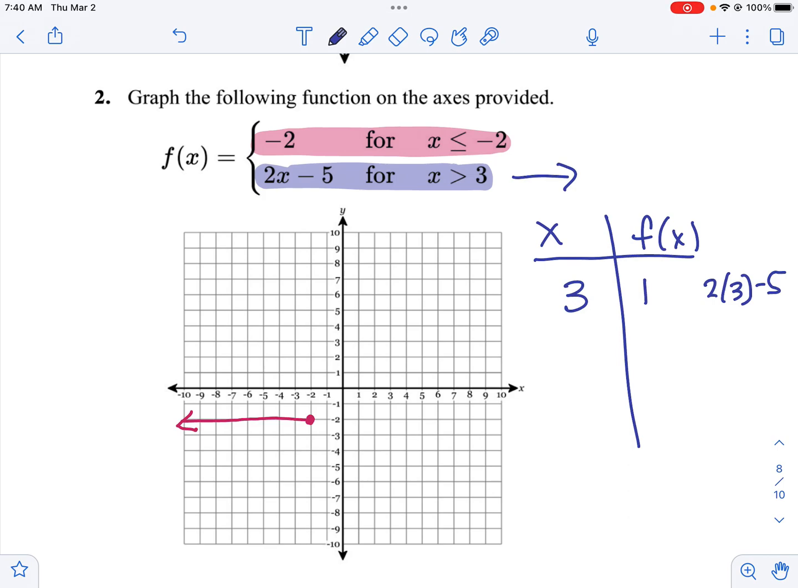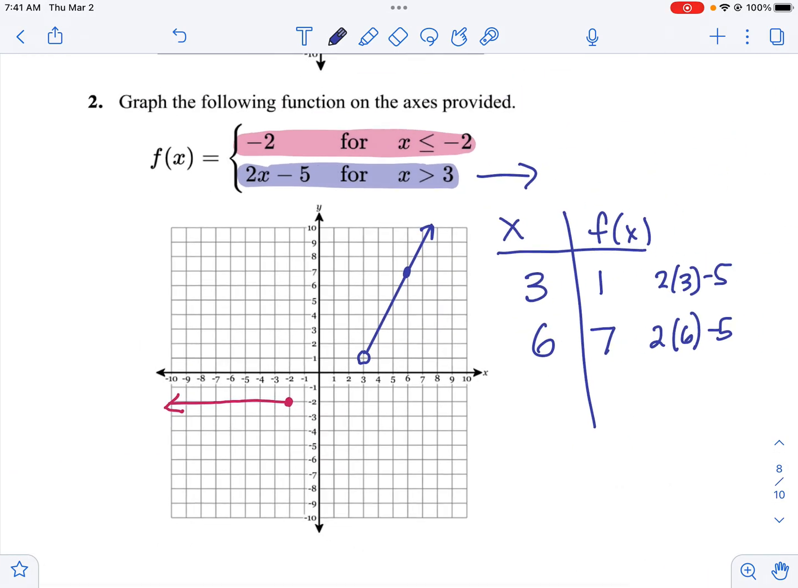Okay, so at 3, 1, we'll put a dot, but it will be open because you don't have an equal sign. And then we just need some other point greater than 3. So I'm just going to pick 6. So any point greater than 3 we can plug in to get another point to make our line. So 2 times 6 minus 5. That's 12 minus 5, which is 7. So it's 6, 7. I'll plot a point. And I'm going to go ahead and connect that. Again, it's linear. We have a slope and a y-intercept. And that'll be a closed dot. Okay, so there's our piecewise function. So there's this interval that it's undefined for, but we have graphed the pieces of the graph provided.